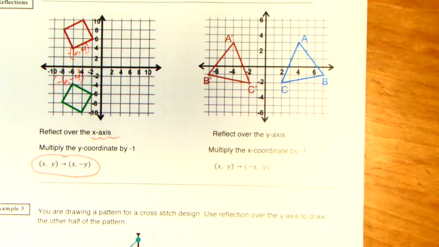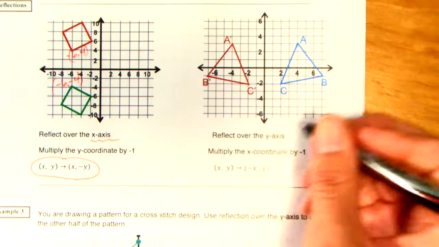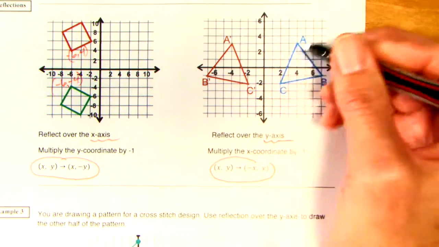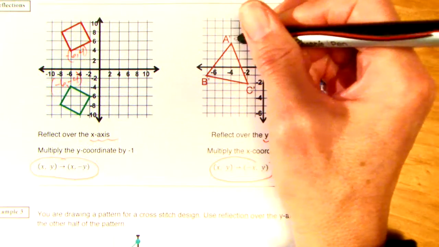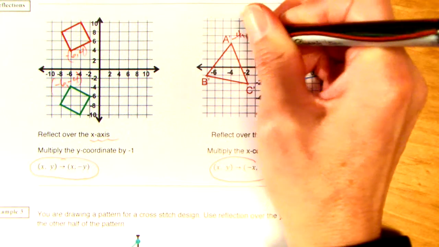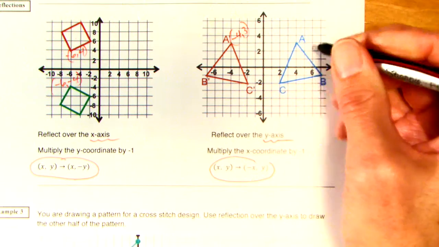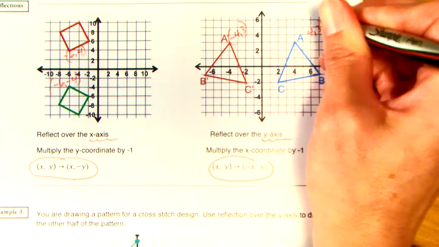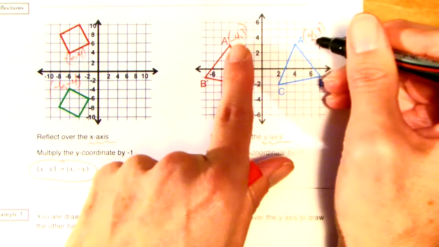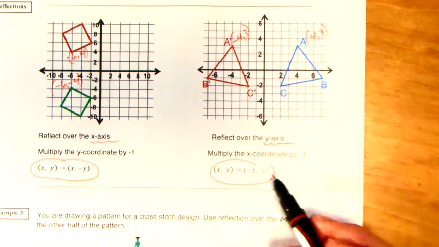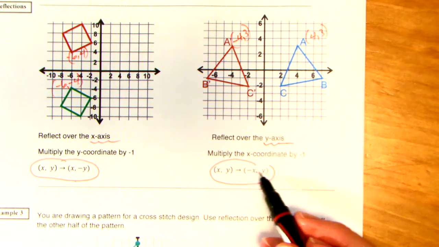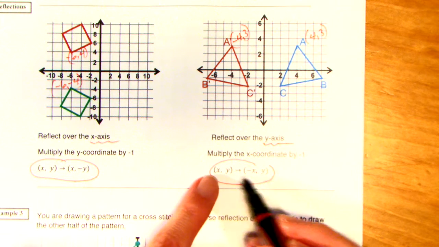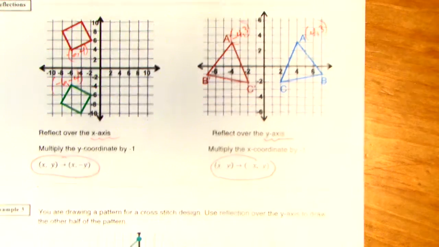All right, reflection over the y-axis. Take a look at this rule here. Very important. Let's look at A here. This point is negative 4, 3. And look at this point, 4, 3. Notice the y's are the same, but the sign of the x changed. So here's our rule: the sign of the x's changes. If it was negative, it'll become positive. If it's positive, it'll become negative. The sign changes.